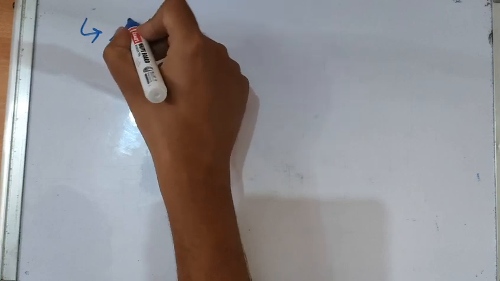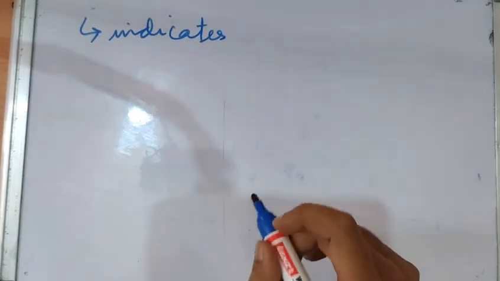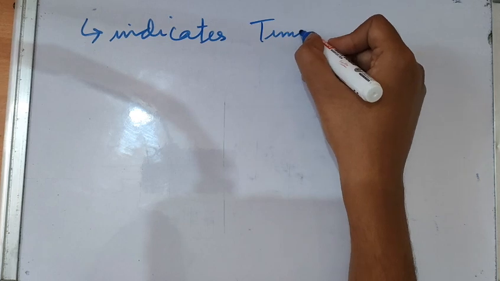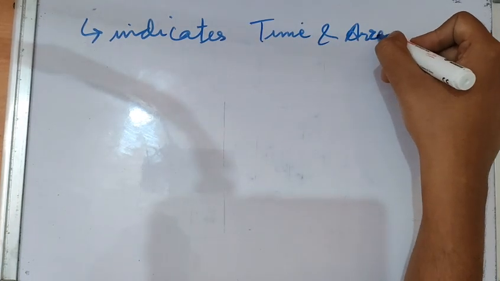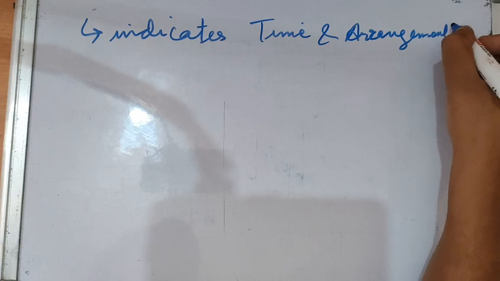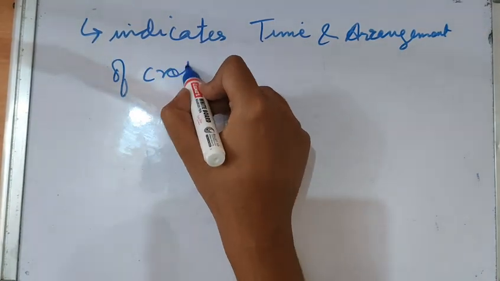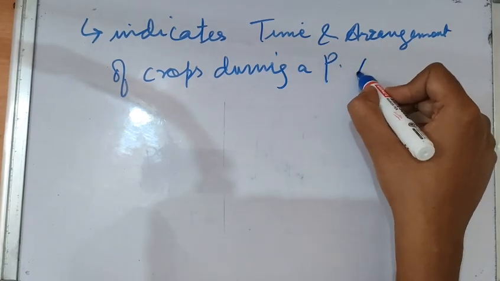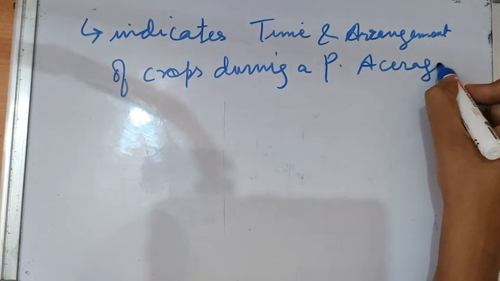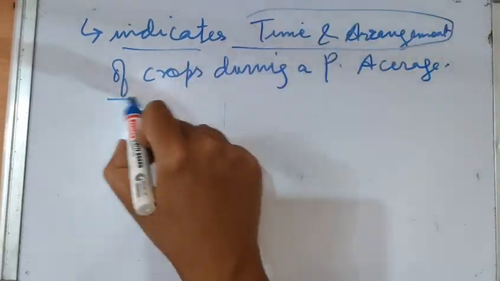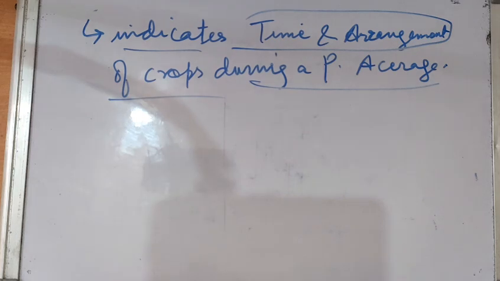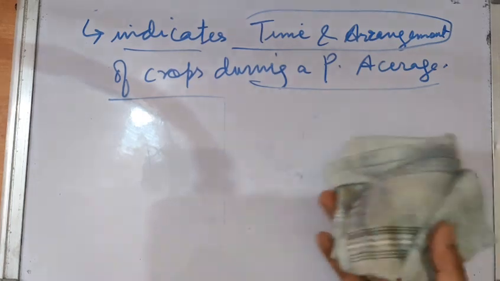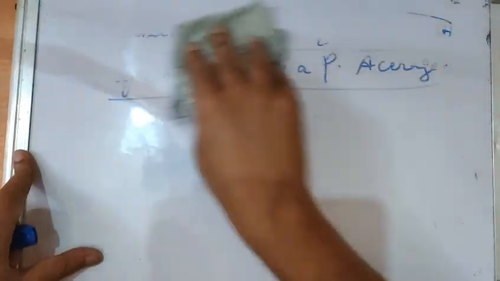And cropping pattern indicates time and arrangement of crops during a particular acreage. At which time, how we are arranging our crops, what kind of cultivation you are using at what point of time. That is what cropping pattern is.